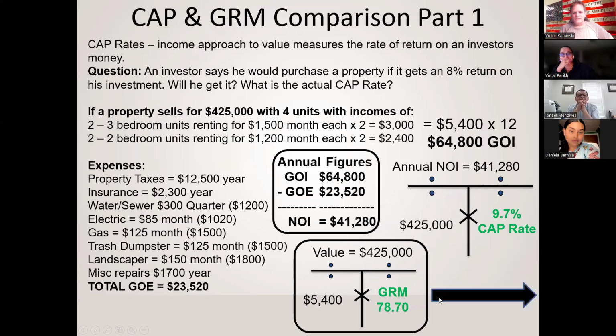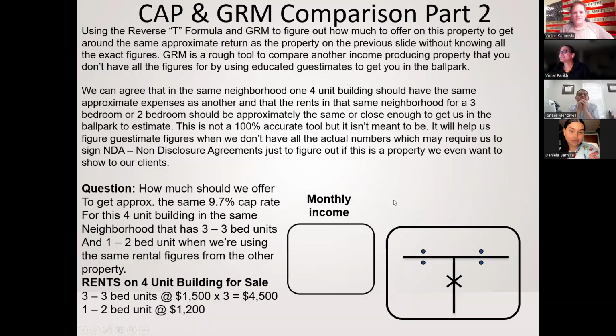Okay. So now let's apply this to another property. We're going to take this GRM. We're going to compare this 4 unit building that has 2 3-bedrooms and 2 2-bedrooms. Remember, the 3 bedrooms are renting for $1,500 and the 2 bedrooms are renting for $1,200. I know rents today have shot up in just a few short years here. So good luck finding them like that around here, right?